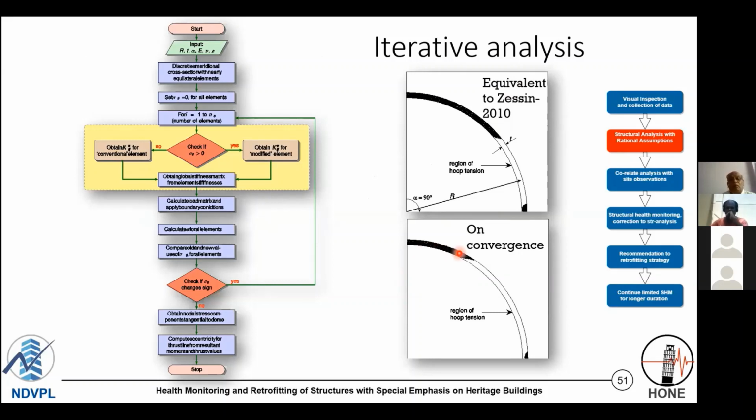We saw that crack width is increasing, which is natural. If you are not resisting, the crack will increase. Now there are two possibilities: either the crack will keep increasing, like this white portion, till failure, or it will converge. In most cases it converges. So that's the algorithm which we developed for iterative analysis of masonry dome.